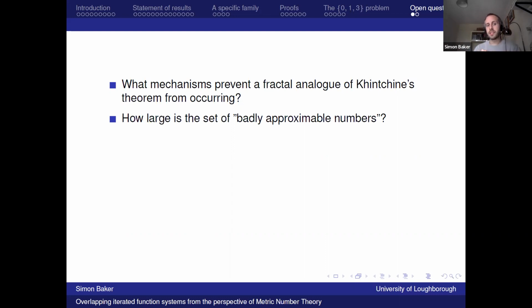Next very natural statement is, how large is the set of badly approximable numbers? And well, the first question to ask, I suppose, is what is an appropriate notion of badly approximable here? And this is in fact quite a subtle question.